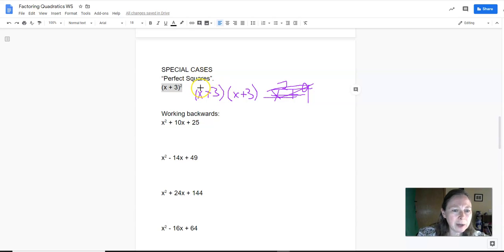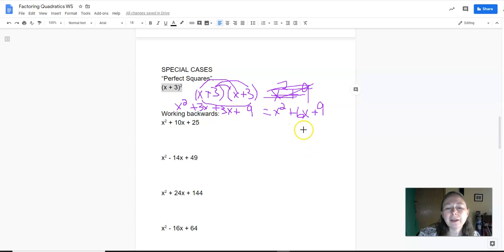So first we'll do the first terms, x times x, which is x squared, and then 3 times x, which are your outside terms, so that's 3x. And then your inside term is another 3x, so we'll add another one of those on. Sorry, I'm crowding things a little bit here. And then your last two numbers are 3 times 3, so that's 9. Combine your like terms and you get x squared plus 6x plus 9.